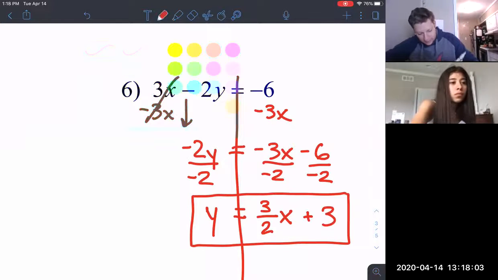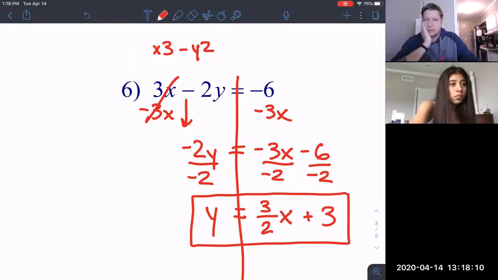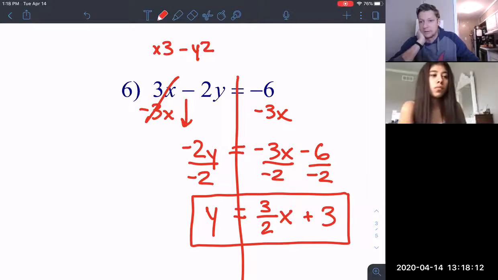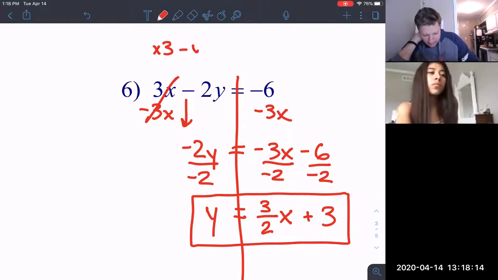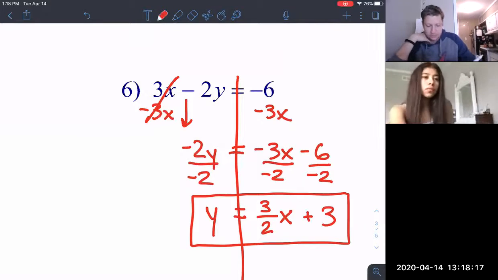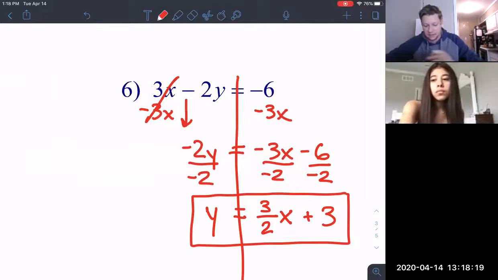It would look weird if we wrote this as x3 minus y2. Sometimes people get those confused with exponents and stuff. So that's one of the main reasons we don't write them like that. It's just being consistent is all.